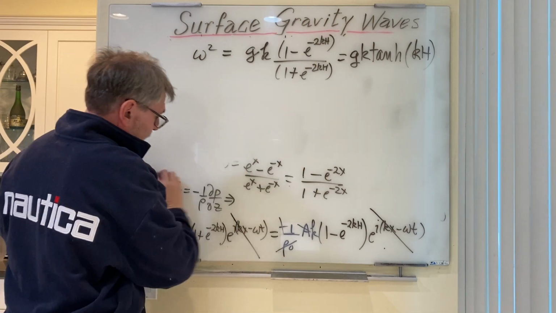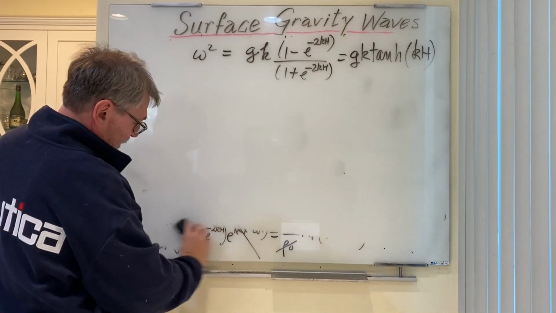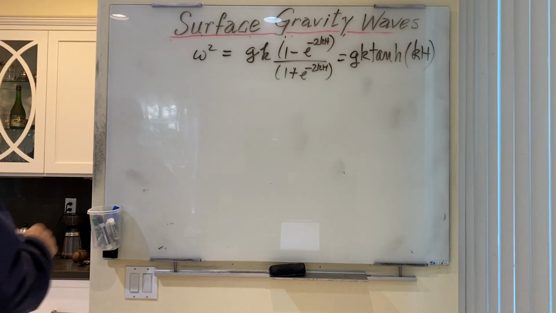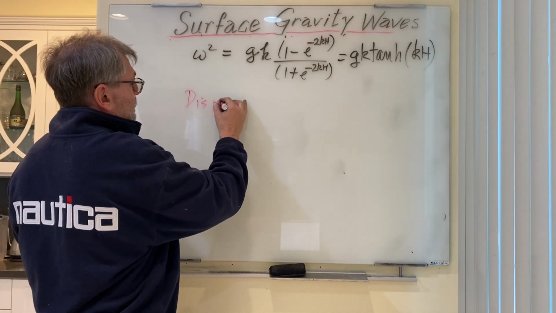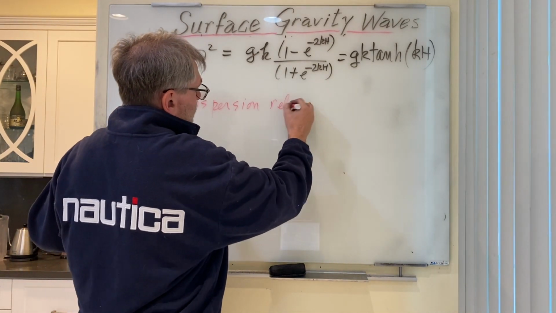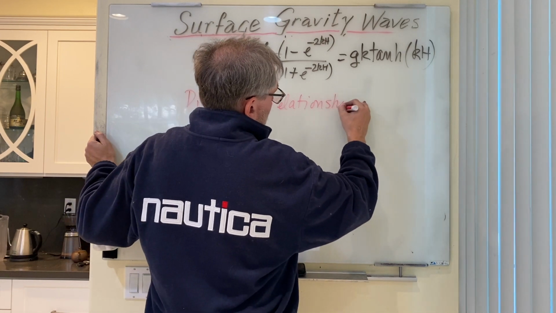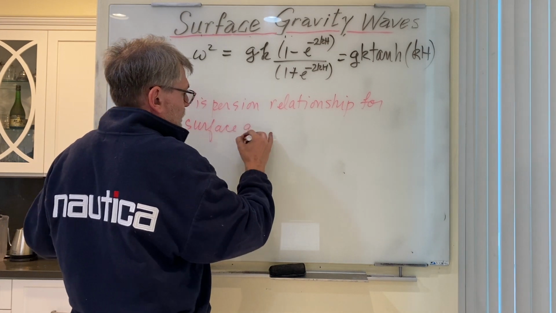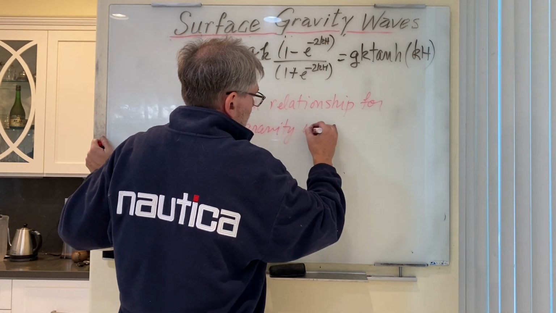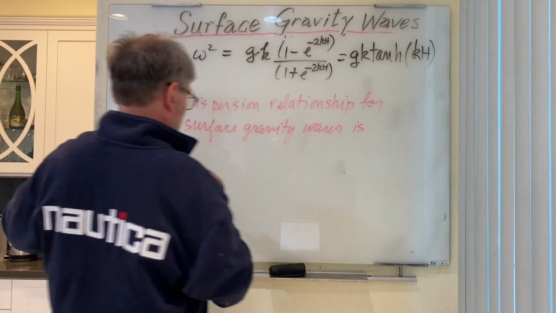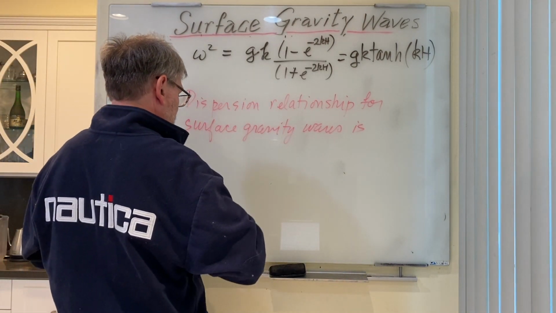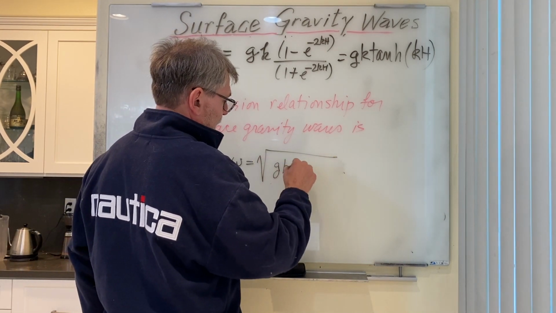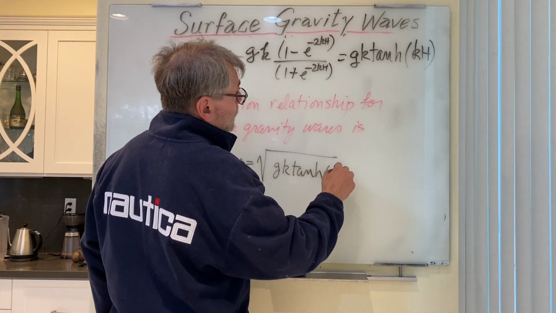And so the dispersion relation, which is that relationship between k and omega, is the following. Use the red marker. Dispersion relationship for surface gravity waves is omega is equal to the square root of gk hyperbolic tangent of kh.